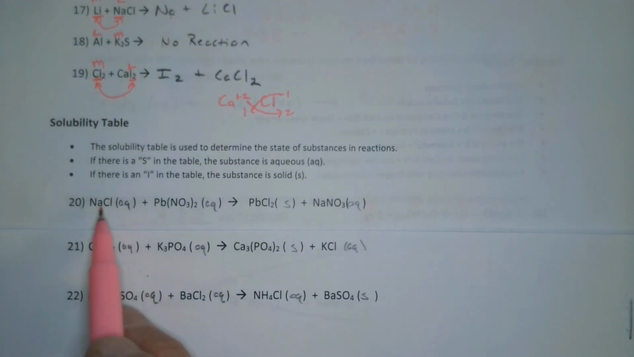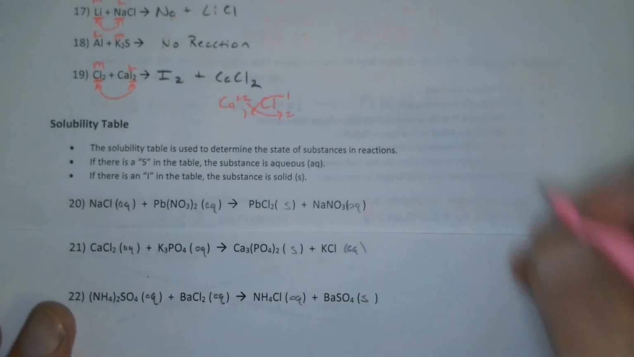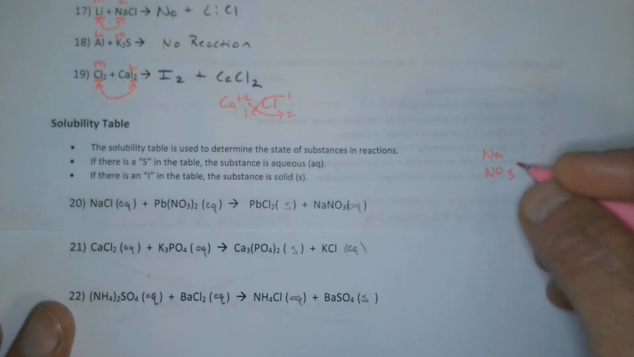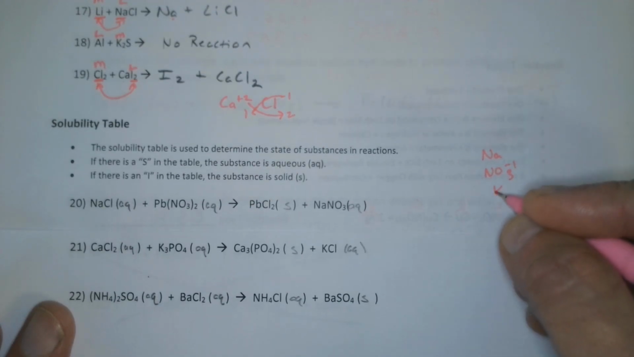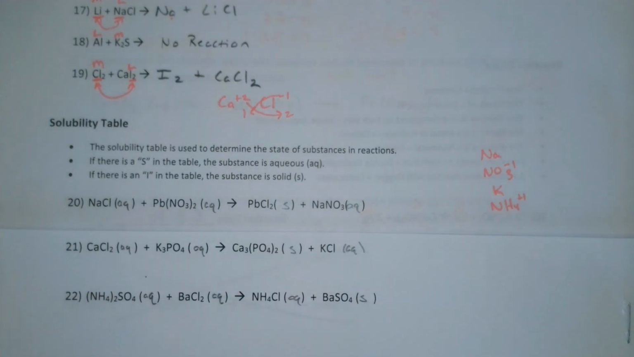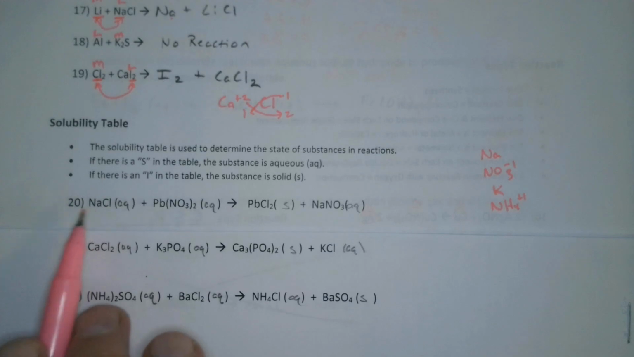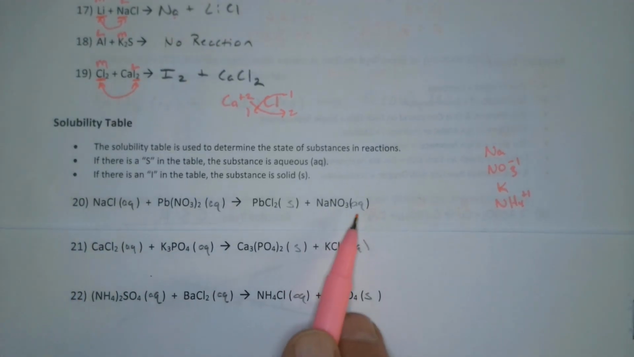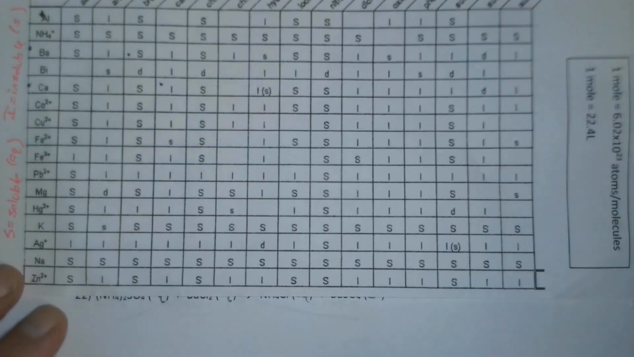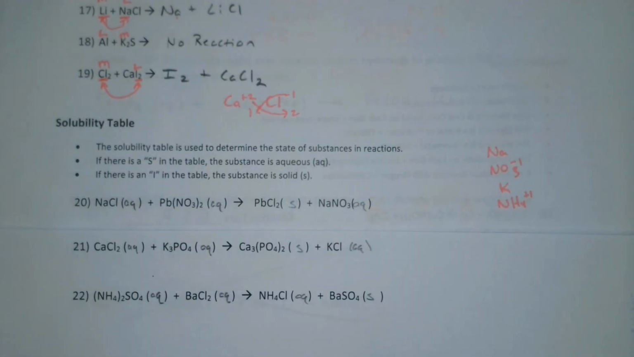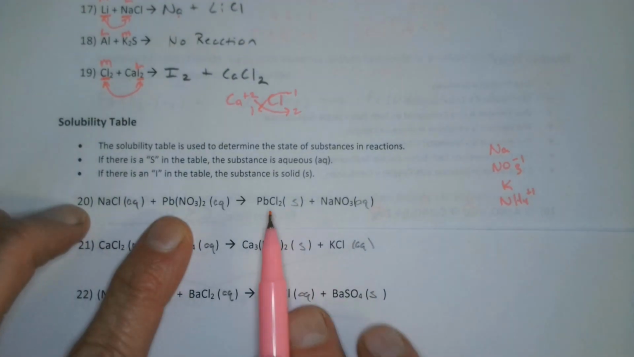So sodium and chlorine. Now, before we even get into this, I told you there's 4 things that are always AQs. Sodium, nitrate, potassium, and ammonium. If you see any of those 4 ions, it's automatically AQ. That's got sodium in it, so it's automatically AQ. That's got sodium in it, so it's automatically AQ. That is on the solubility table. Because if we look at sodium here and go across its row, it's all S's. And all S's mean soluble. Solubles are AQs. So really we only have to look at these 2 things.